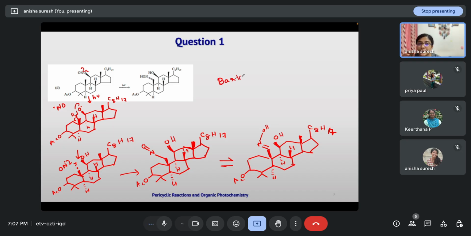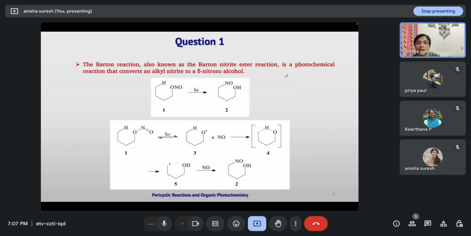Is the mechanism clear? Any doubts? If there are no doubts, we can proceed to question number 2. Before that, let me explain about Barton reaction.